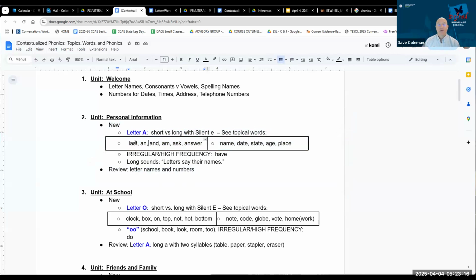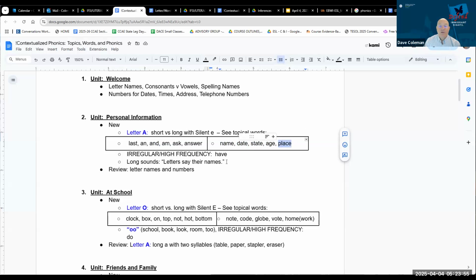So short A, you've got your last name, you've got an answer. What do you ask, and you get an answer. I am, and. These are really basic words, right? Do they seem contextualized? I hope so. Then we're looking at the long A words, long A with silent E. Really basic personal information is your name, your date, what state you live in, what your age is, and what place you come from or you live. So all of these are super connected to the topic of personal information.